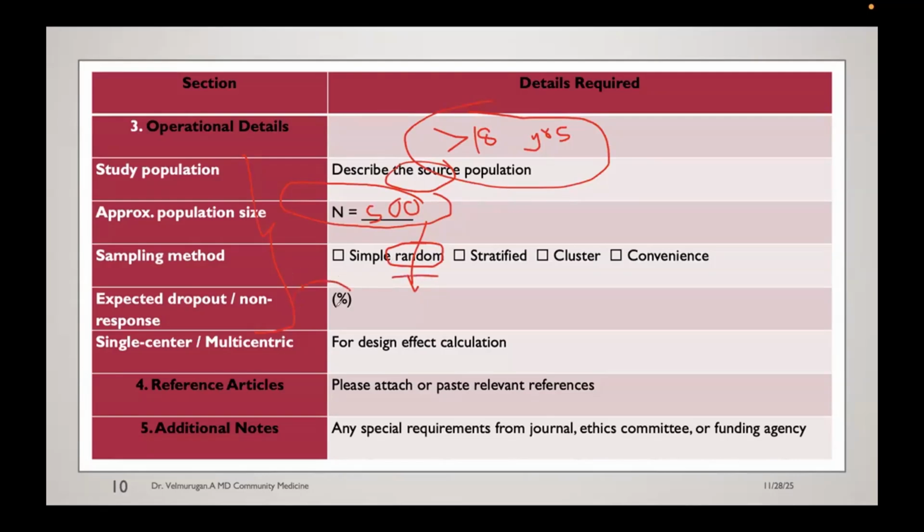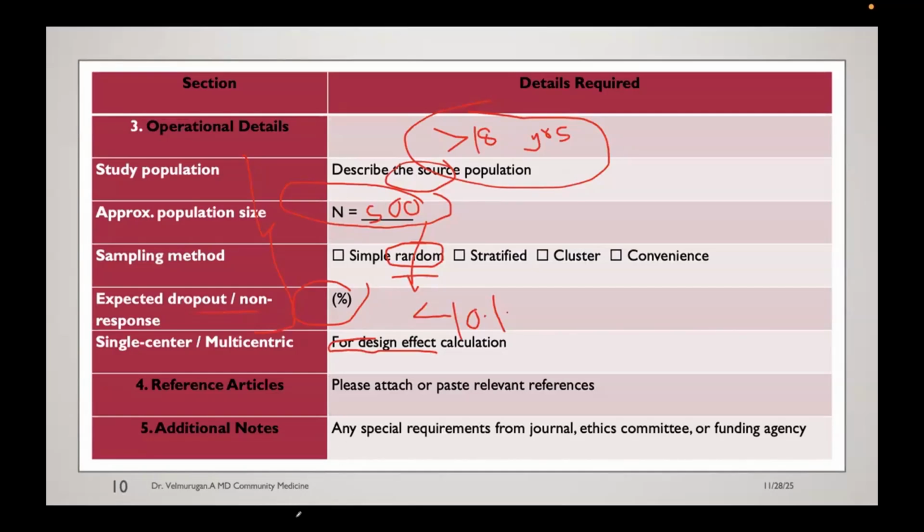So the next thing is dropout. All the patients will not come throughout the study. Some of the patients may go away. So it is better to fix the dropout as less than 10%. Then there is something called design effect. You need not worry about the design effect. Design effect comes into play when you are not doing simple random, when you are doing other types of sampling methods, like cluster random. There are so many sampling methods. You need not worry so much about this.